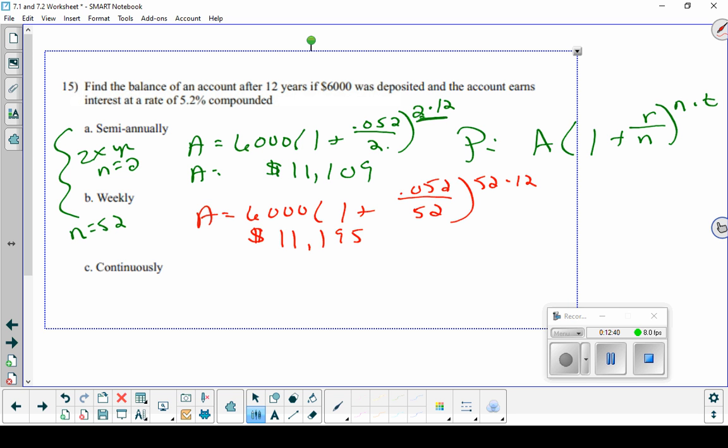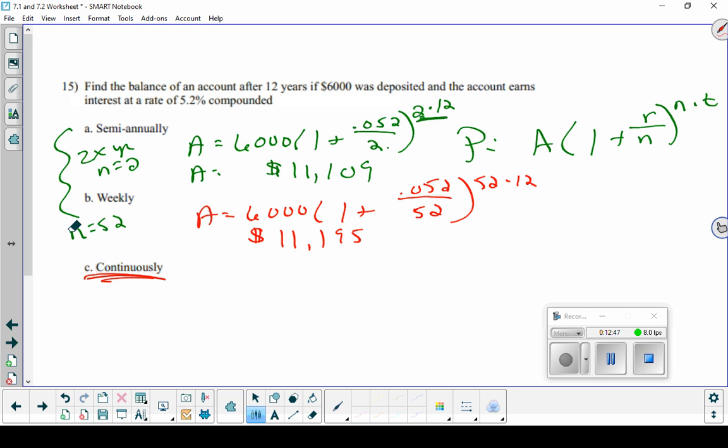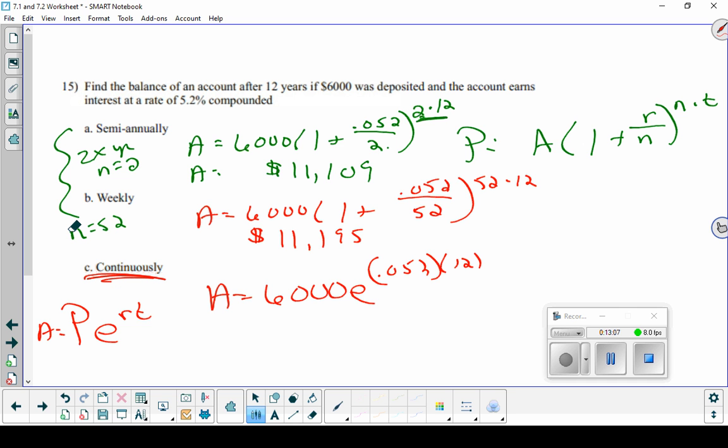And the last one is continuously. So continuously, you switch formulas, and that's where you're going to use the principal times e raised to r times t. So this is going to be find the amount of $6,000. This e is the e on my calculator, that natural log e. And then my rate is 0.052. And I'm going to multiply that by 12 years. And when I do that, I should get a higher amount still, and I get $11,198.